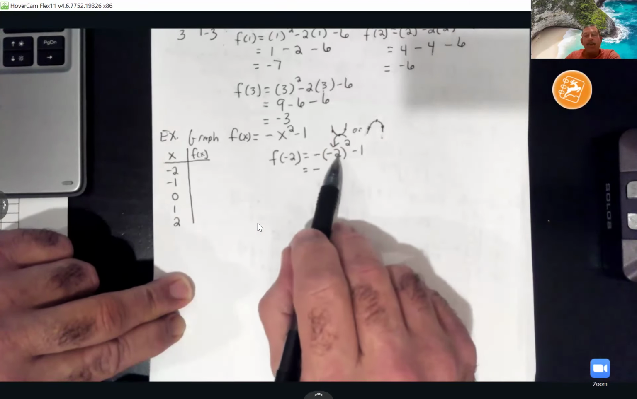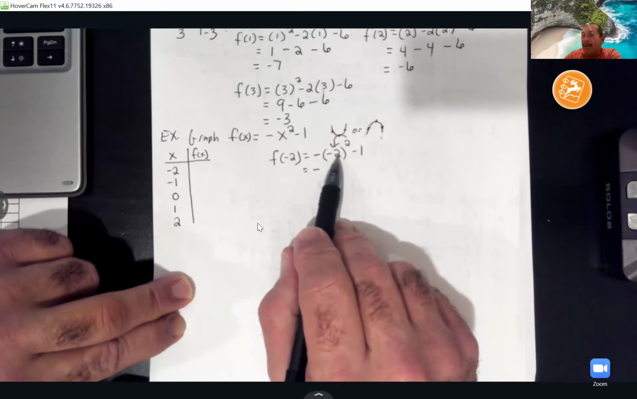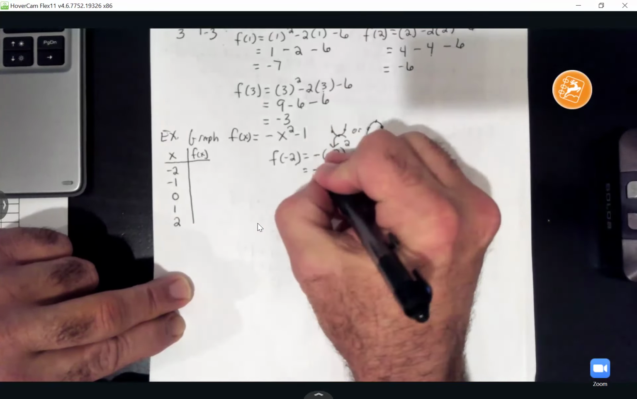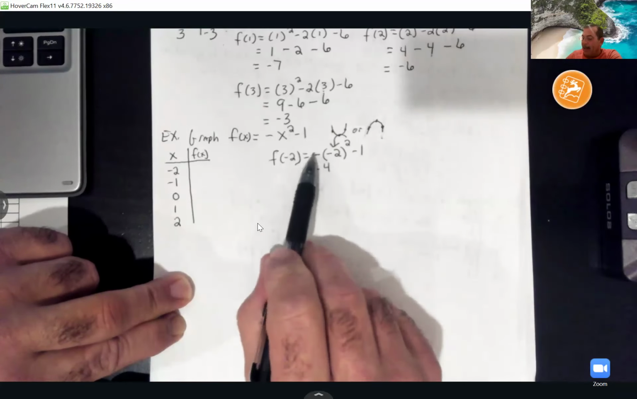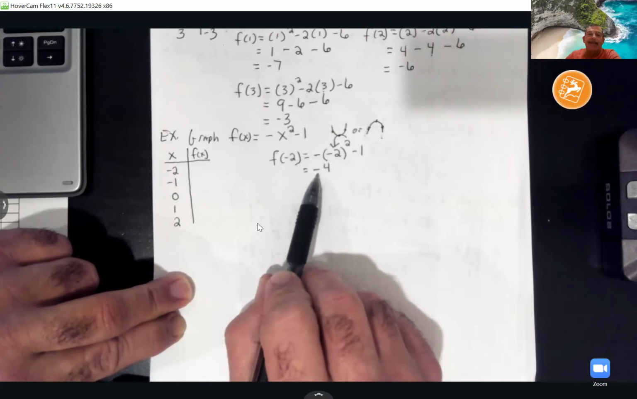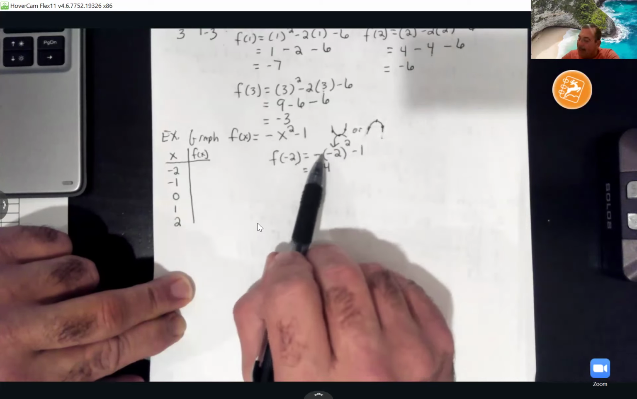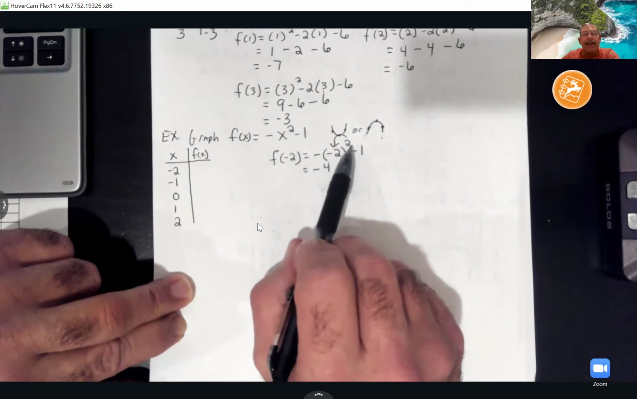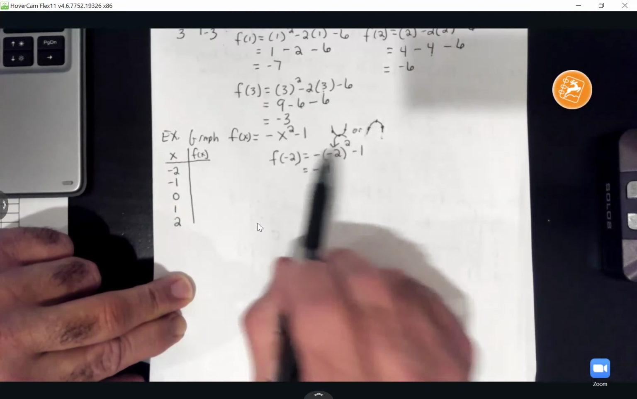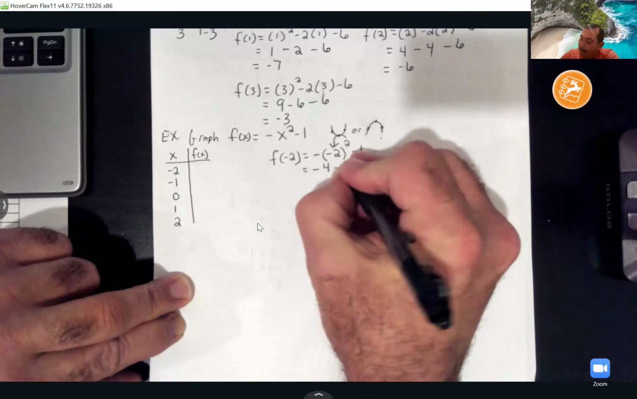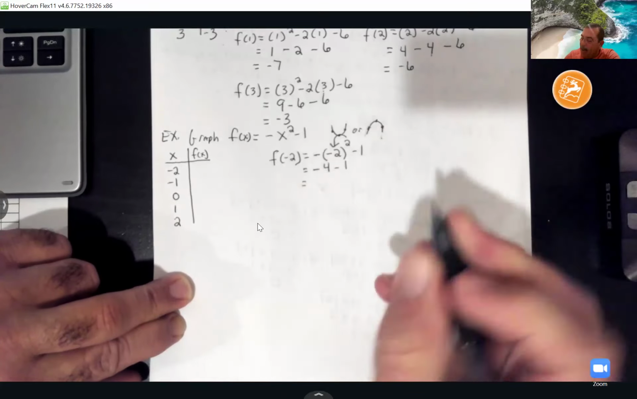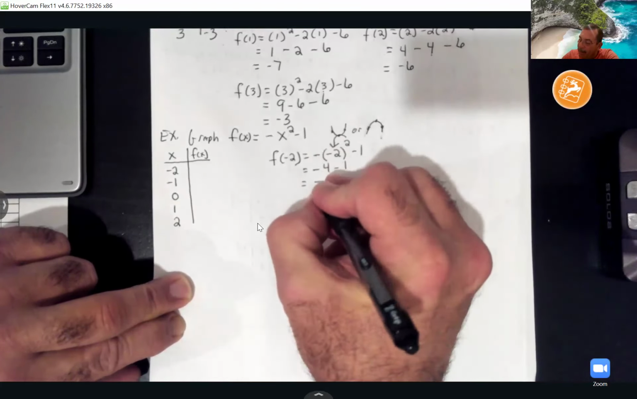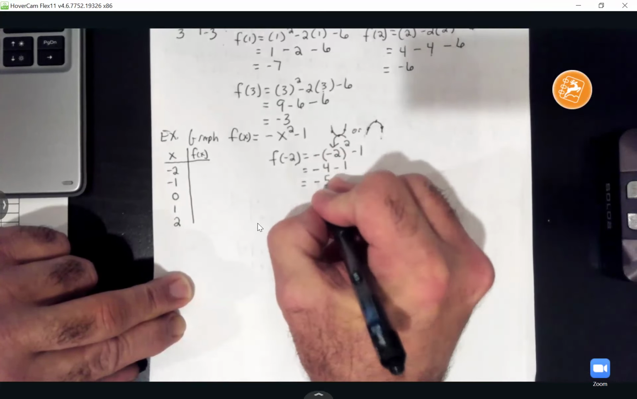Now, what is -2 times -2? 4. So look at that. This whole expression stayed negative. Because technically, this ain't just two negatives. This is three negatives sitting here, ain't it? Two from the exponent and then the other one, okay? And then bring down that -1. And let's see, we got a -4 minus 1 is what, a -5.